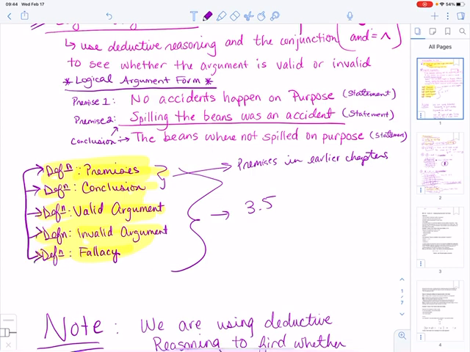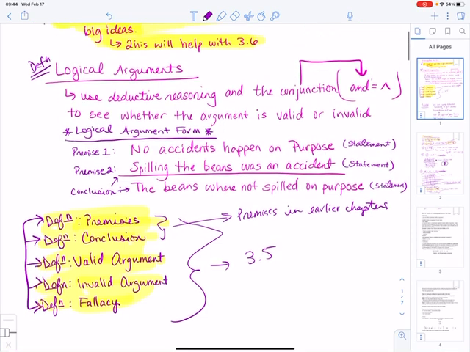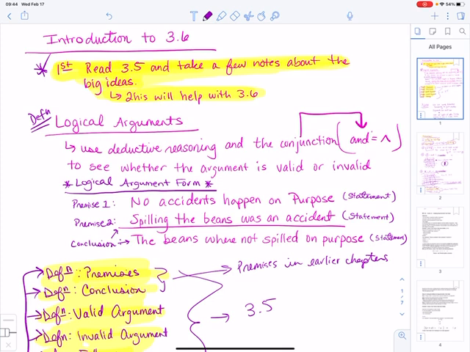So let's talk about this a little bit more in depth. A logical argument uses deductive reasoning. So this is the definition.